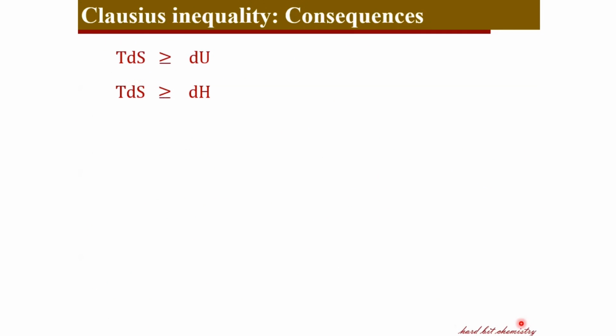So we have these two expressions, TdS is greater than or equal to dU and TdS is greater than or equal to dH. The first equation is valid for constant volume and the second one for constant pressure. And the first equation gives rise to the formulation that dU minus TdS is less than or equal to 0, and rearranging the second one we get a similar expression in terms of dH, the change in enthalpy.